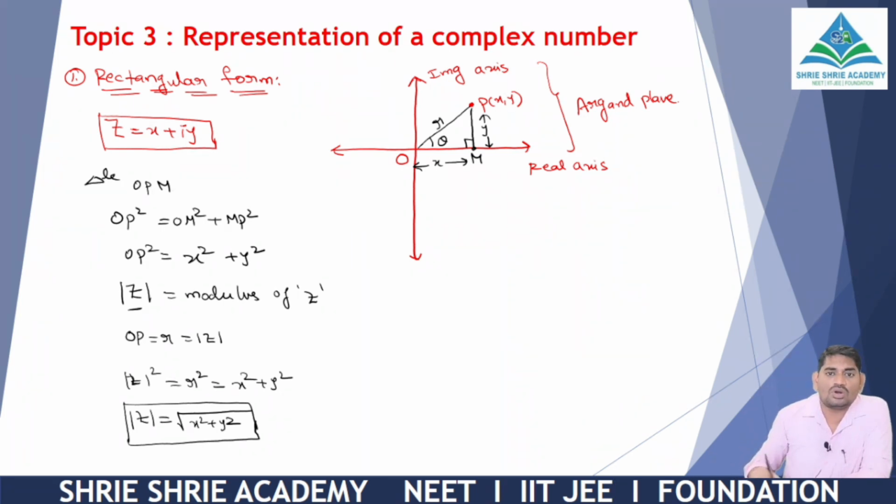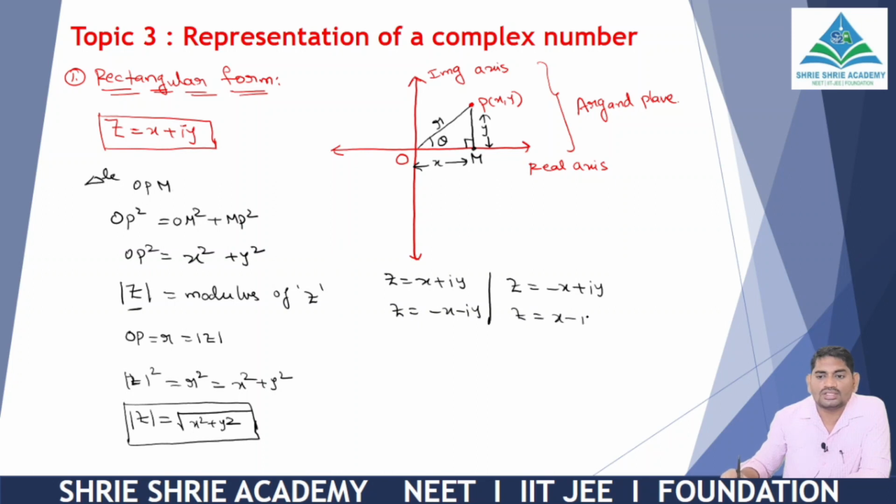Suppose z is equal to x plus iota y, or else z is equal to minus x minus iota y, or else z is equal to minus x plus iota y, or else z is equal to x minus iota y. So z is equal to either x plus iota y, or minus x minus iota y, or minus x plus iota y, or x minus iota y.